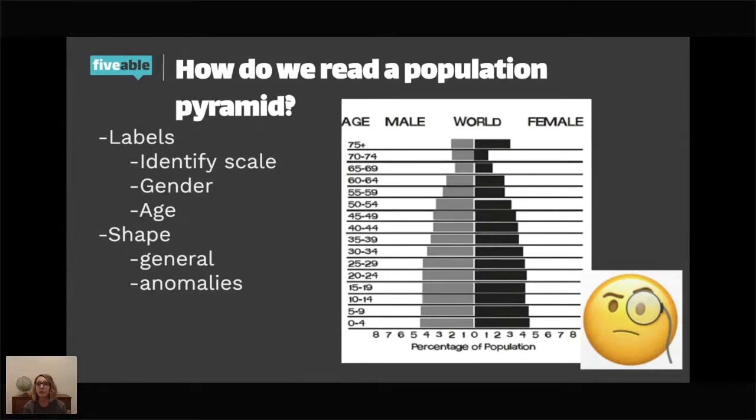The other thing is anomalies. So anomalies are kind of like your red flags, or not red flags, I don't want to say that because that has a negative connotation, but they're like your attention getters. They're things that really stick out in the pyramid. So is there anything in this pyramid that kind of sticks out to you at this point? Awesome. Yes, I would also call that an anomaly.